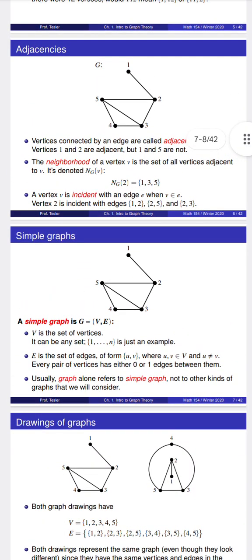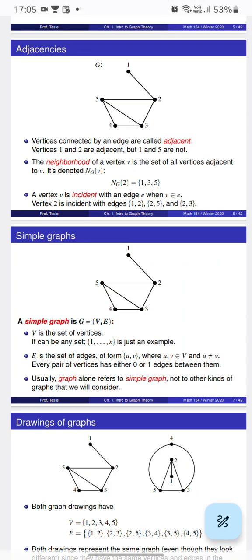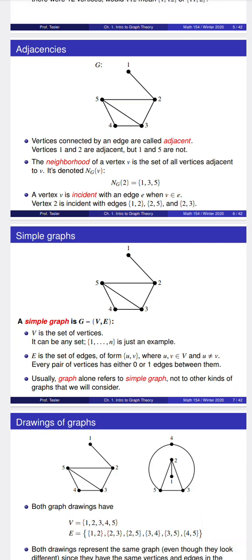Next is simple graph. A simple graph is G equals (V, E). V is the set of vertices, and it can be any set; {1, 2, ...} is just an example. E is the set of edges of the form {U, V}, where U and V belong to V and U does not equal V. Every pair of vertices has either 0 or 1 edge between them. Usually, "graph" alone refers to simple graphs, not to other kinds of graphs that we will consider.